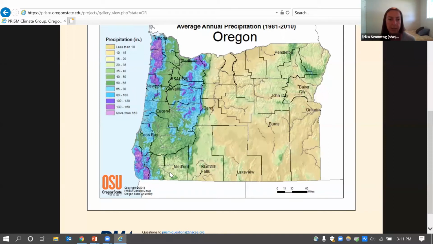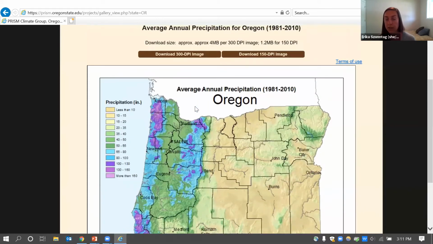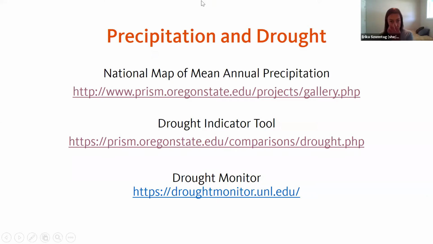So it gives you a really nice quick idea of how much precipitation you get in your region. So I'm down here in Medford and I believe that our average is about 20 inches of rain per year, according to the weather station at the Medford airport. So we really don't get a whole lot and we get it all in the winter. So that's what we have to rely on throughout the year. So I encourage you to take a look at that to see what the situation is in your state.